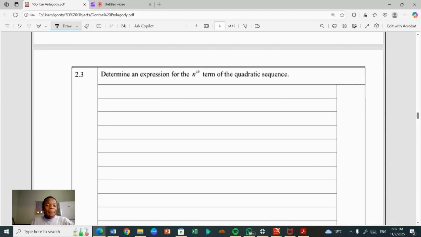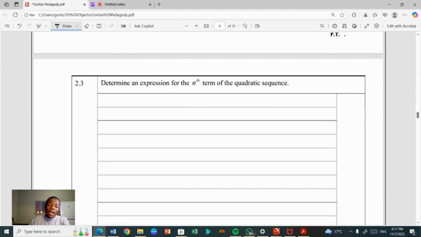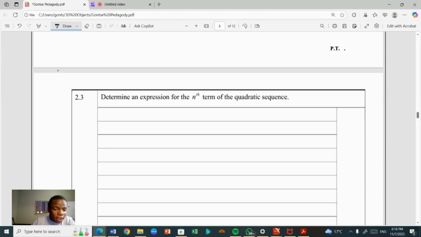2.3, they said determine the expression for the nth term of the quadratic sequence, right? So there we had negative 3, we have negative 2, we have negative 3, we have negative 6, we have negative 11. So this and this and this and this will make positive 1, minus 1, minus 3, minus 5. So this and this and this will make minus 2, minus 2, minus 2, right?